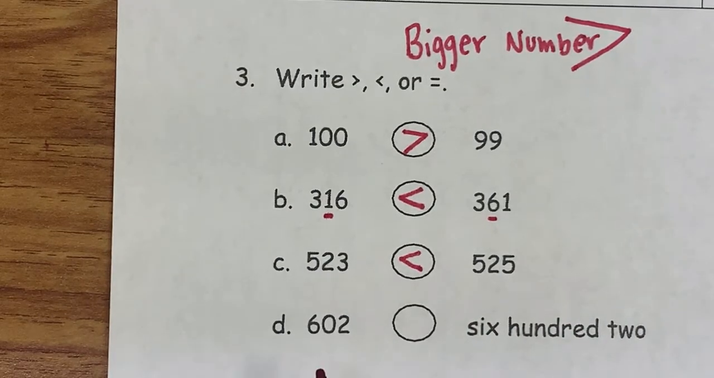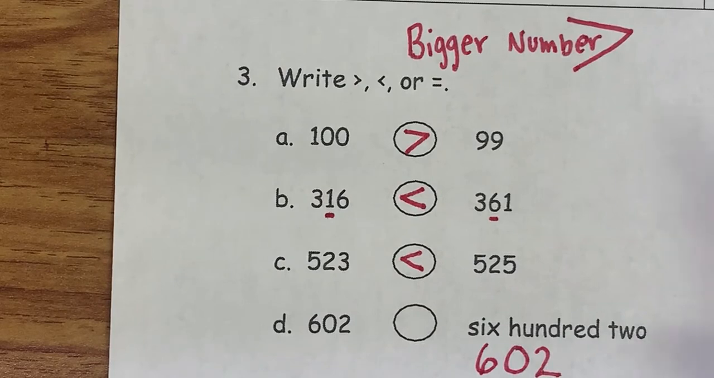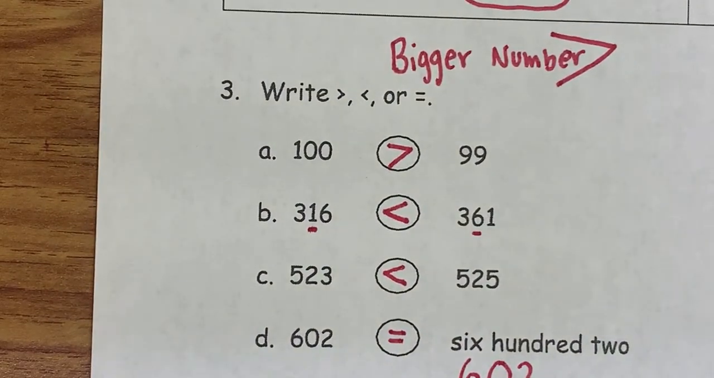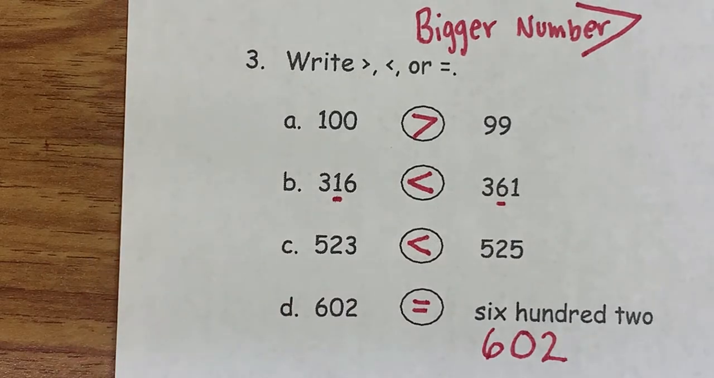All right, let's end with D here. So we have the number 602, and then we have 602 written out. So if we were to put this into number form, we would have 600. We have no tens place, so 0 and 2 for our ones place. So 602 and 602, we know are equal to each other. All right, and that is our homework sheet for today's lesson.